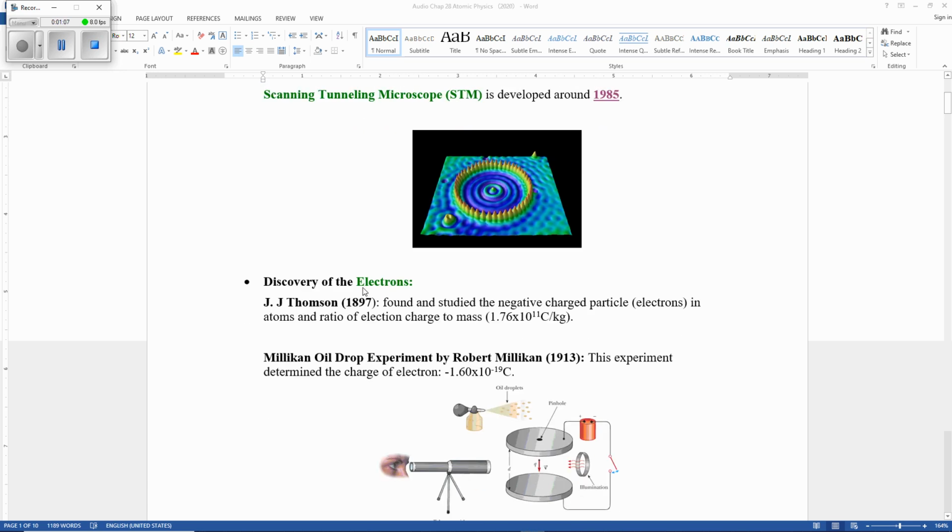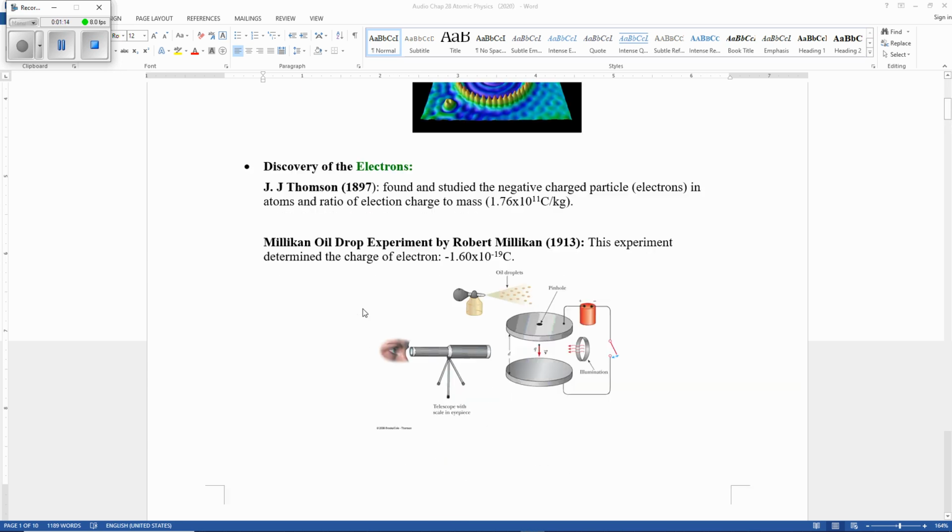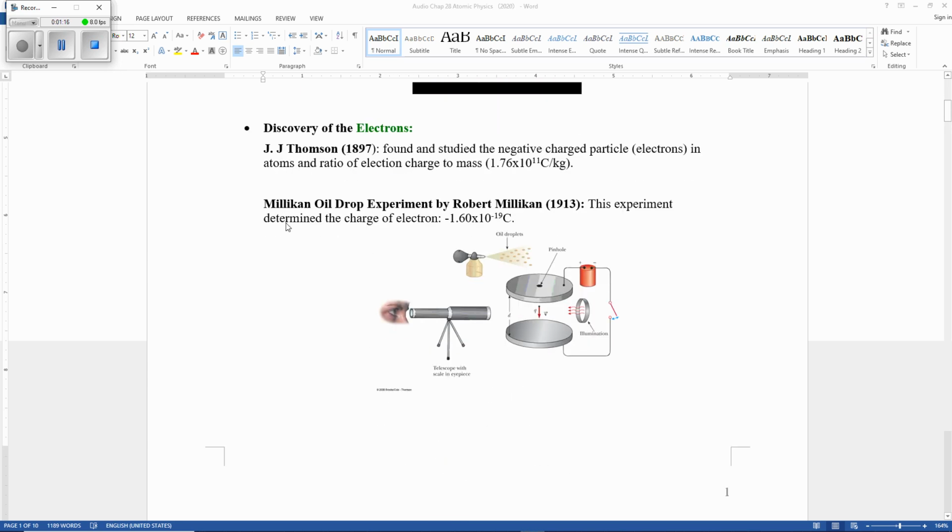So now, the discovery of electrons was more than 100 years ago. Here's a very famous experiment we call the Millikan oil droplet experiment. This is a lab for physics class. Most major universities have this experiment. Simply speaking, we can use oil droplets. You just squeeze here, then oil droplets come out. This is a special design.